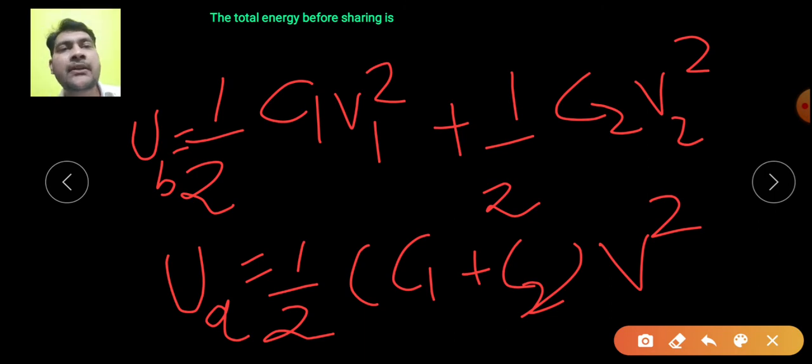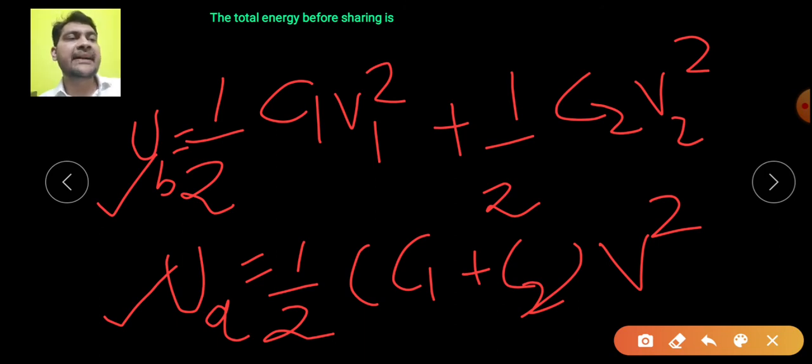You will find that the energy stored after combination is always less than the energy stored before combination. There is some difference between the energies before and after combination. So after combination, energy is always less than the previous energy. This decrease in energy is actually lost. This is the loss in energy. You can obtain the loss by simply subtracting UB from UA. This will be the loss of energy.